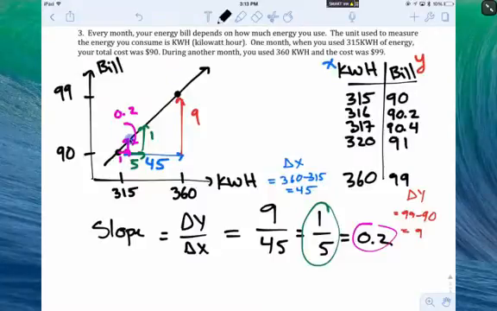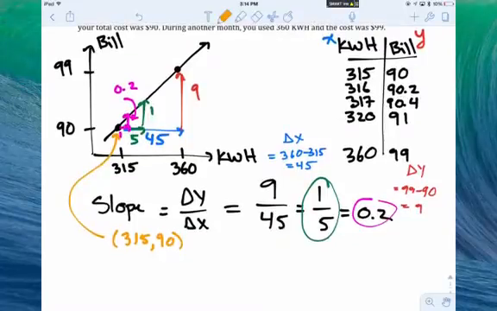Here's the deal. Now we have all the information we need to create an equation to describe the situation. Because we know the slope of this line we're using to model the situation, we also know a data point on this line. And that data point is, and I know this is way off the graph, but I'm running out of space, the ordered pair 315, comma, 90.